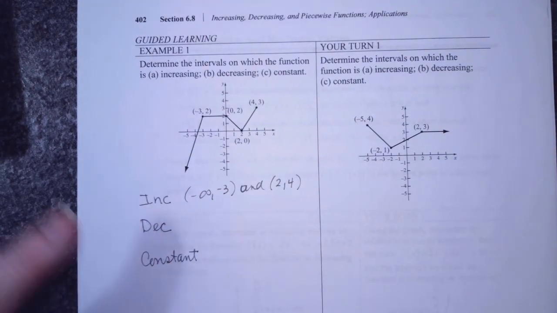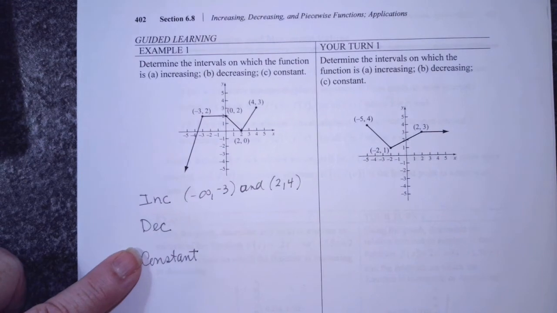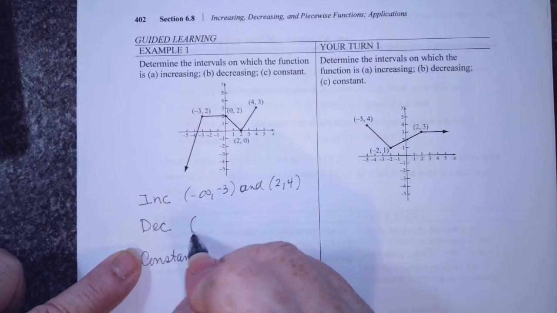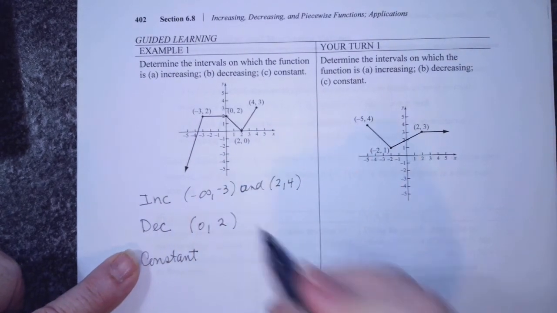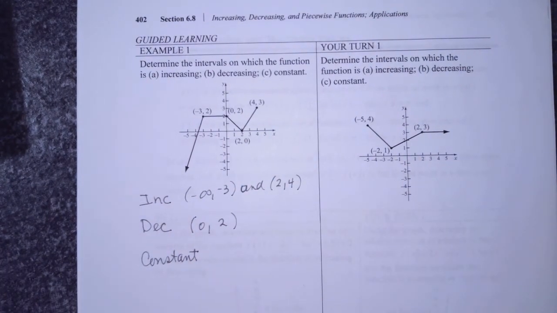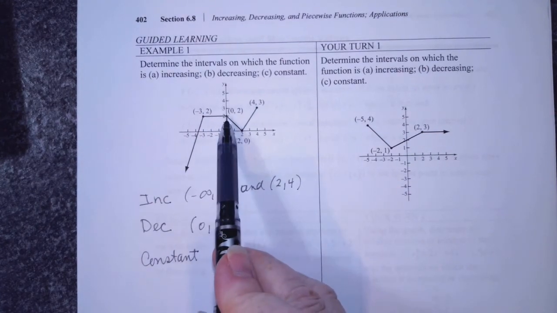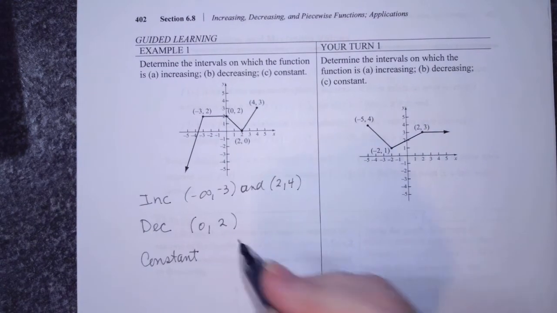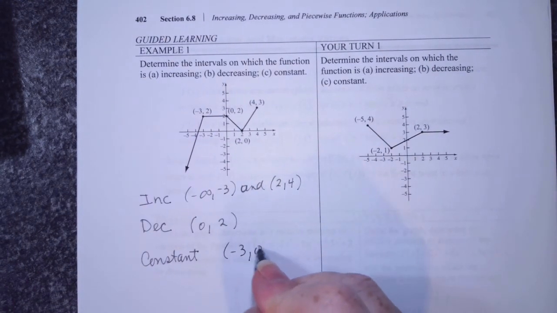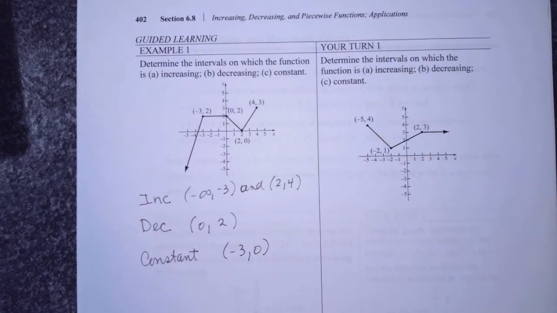Okay, decreasing, is this one ever decreasing? Between, perfect. And then it is constant between -3 and, you got it. Awesome job. Okay.